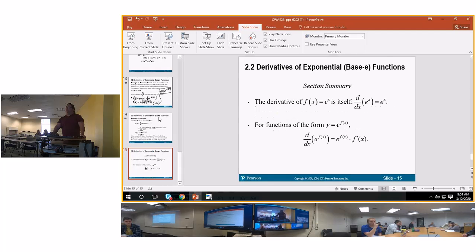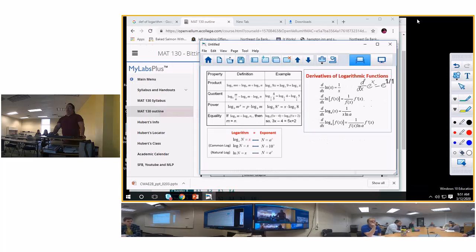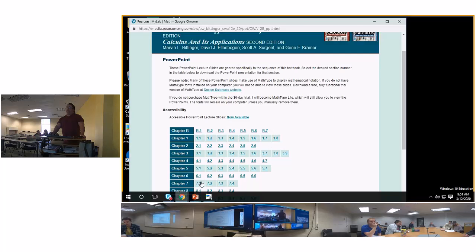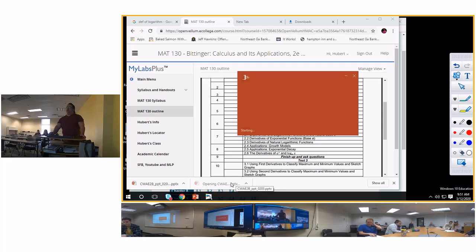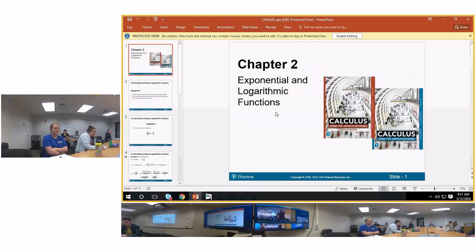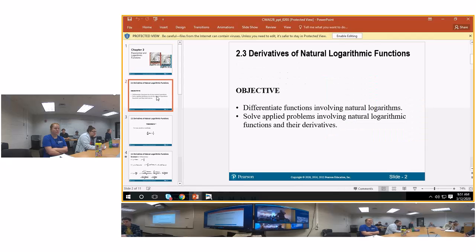So let's go to 2.3. Hold on a second, I'll pull up 2.3. I thought I had it pulled up. Any questions? So 2.3, or was that 2.3? That wasn't 2.3, was it? I thought it was 2.2. 2.3, yeah, there we go.